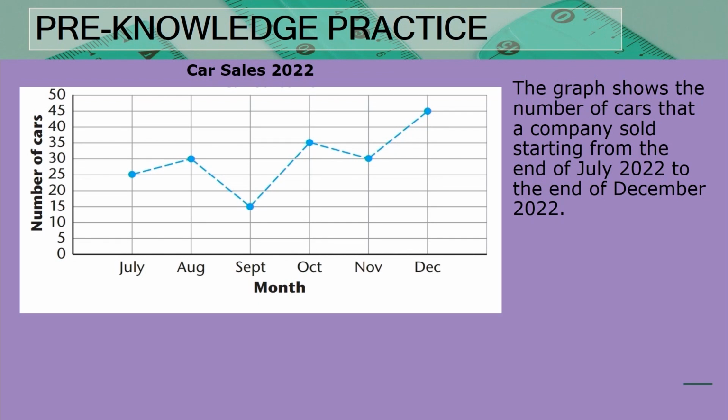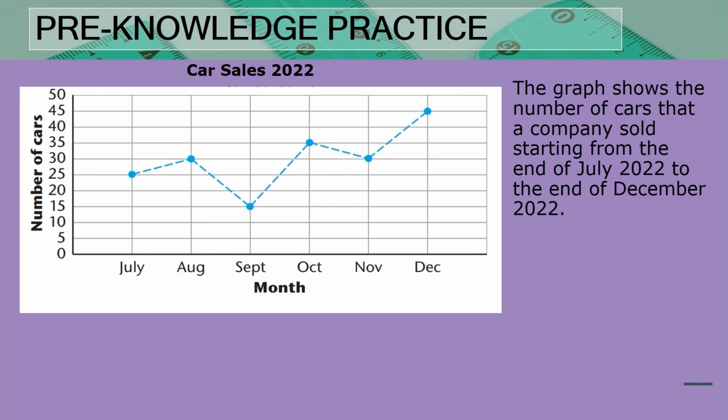So the next pre-knowledge practice gives us a graph. It says the graph shows the number of cars that a company sold starting from the end of July 2022 to the end of December 2022. As we can see there, we have the car sales for 2022 from July up until December. For example, in July, the cars that were sold were 25 cars. But if we look at October, the cars that were sold were 35 cars. So that is just to remind you how these graphs work.